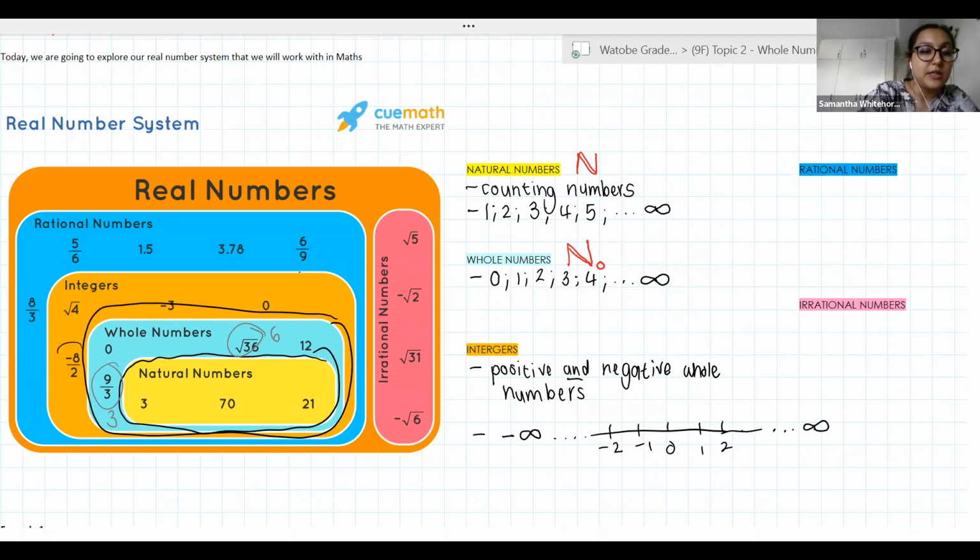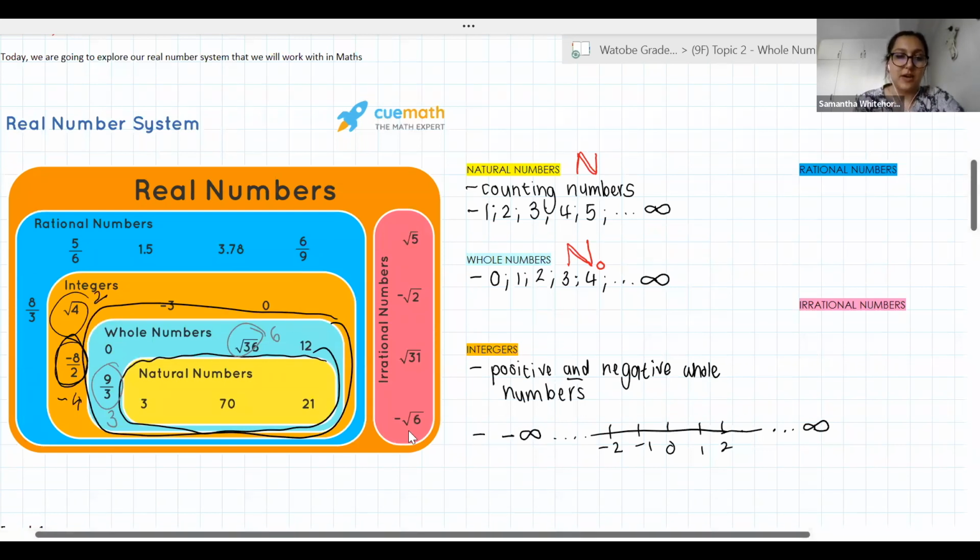So again, if we look at this fraction of -8/2, if we simplify that, that gives me -4. That's an integer. If we think about it on our number line, it would fall there. The square root of 4 is 2. That's an integer. So it can be classified as an integer.